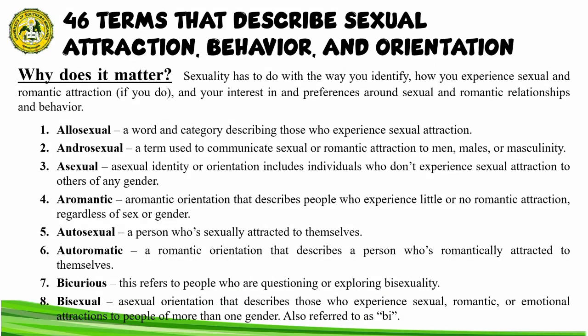So now, let's talk about the 46 terms of sexual attraction, behavior, and orientation. First, let's talk about the term allosexual. Allosexual is a sexual orientation that describes people who experience attraction. Now, whether you are bisexual, lesbian, or gay, as long as you experience sexual attraction, then you are termed allosexual.